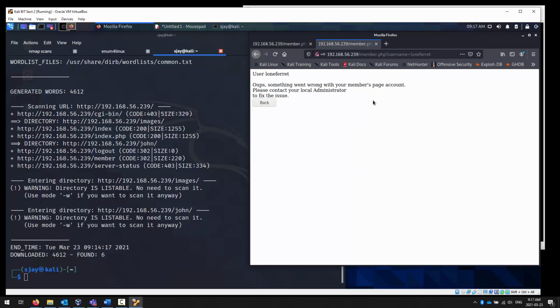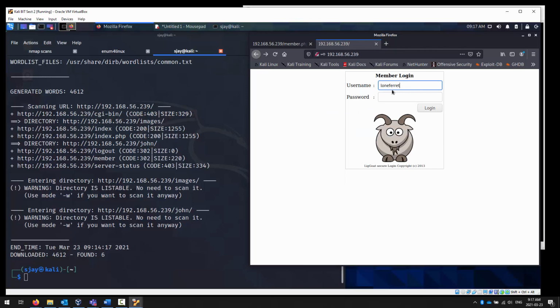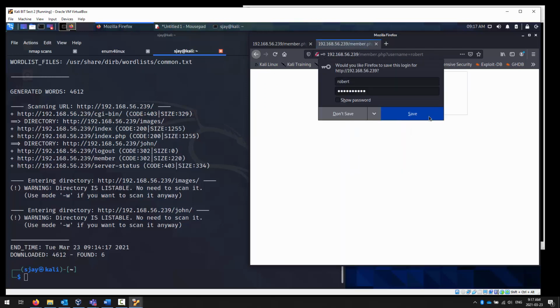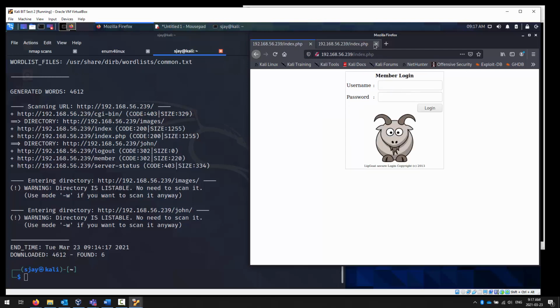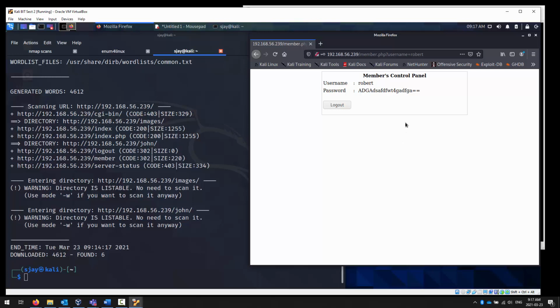Oops, something went wrong with your members page. All right, so Lone Ferret doesn't look like they're in the system. Let's try Robert. Oh, John. Okay, so that's weird. Interesting. So let's try logging out of both of these. And let's try logging in again as Robert with our SQL injection, which is still in my clipboard.